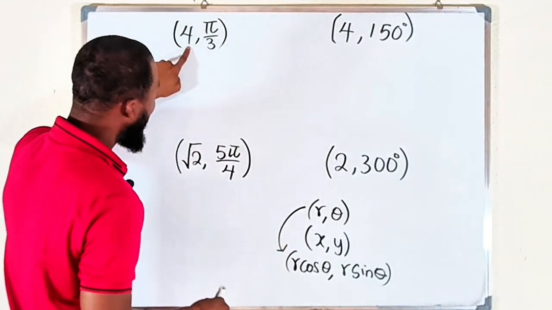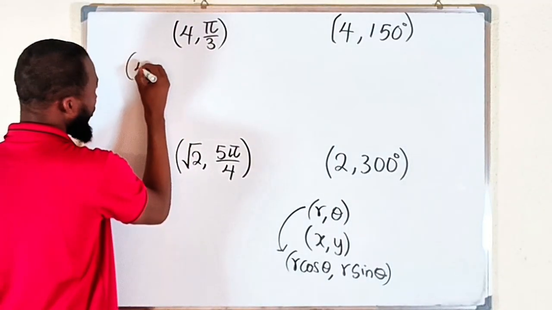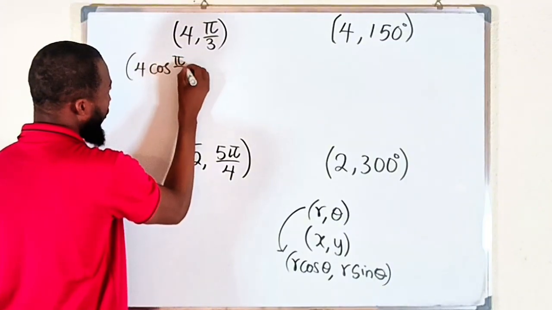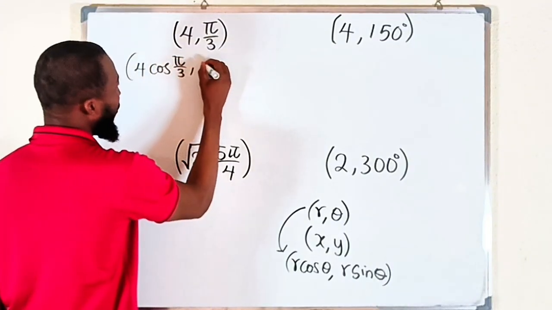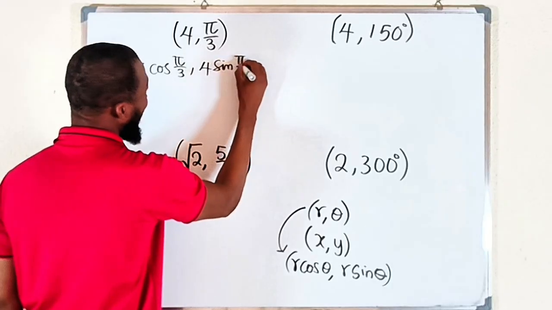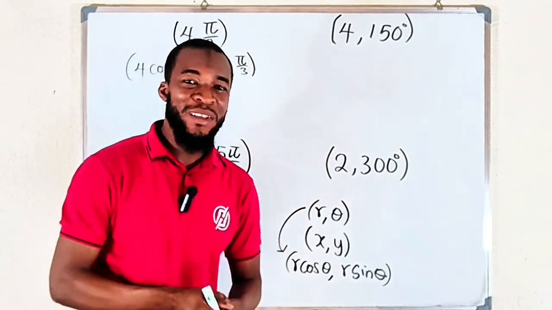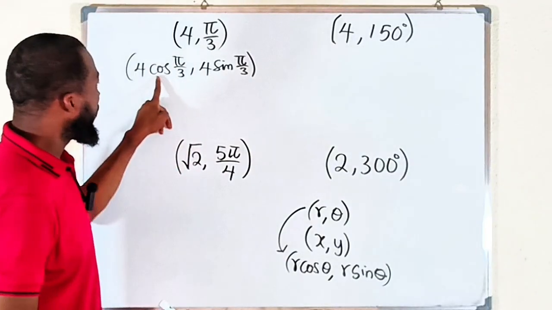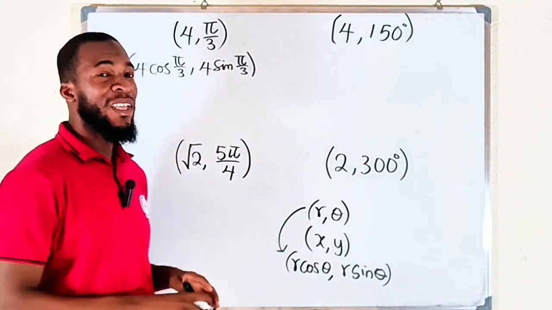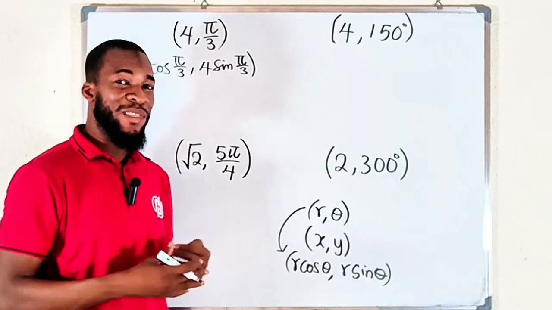You can see we have R and theta here. So therefore the coordinate will be R, which is 4, multiplied by cos theta, and theta is pi over 3, comma, 4 again, multiplied by sine of what? Pi over 3. Simplify and get your final answer, as simple as that. So the question is, what is cosine of pi over 3? Remember, pi over 3 is 60 degrees. So you can either use 60 degrees or pi over 3.